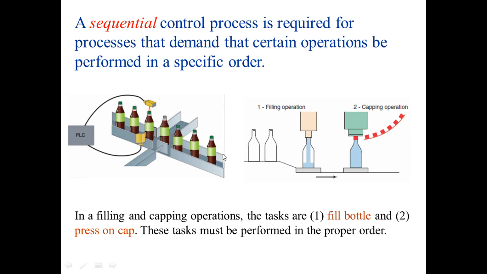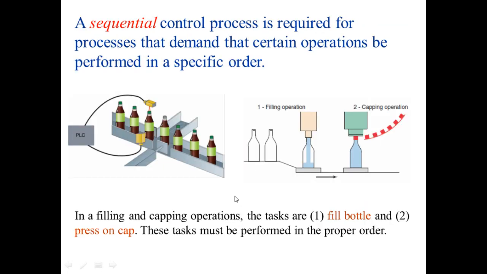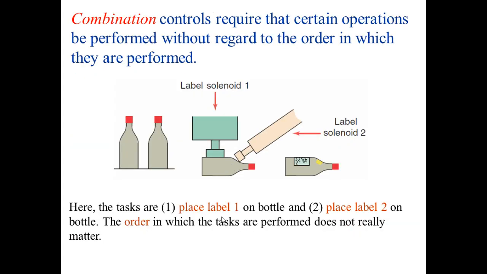Sometimes we call this combination control, that requires certain operations to be performed without regard to the order in which they are performed. So previously it was sequential, this one is combination. An example here is the process of placing the label, which has two labels.